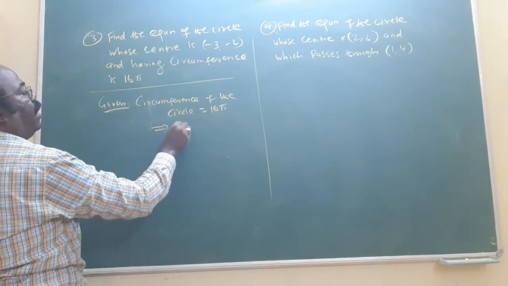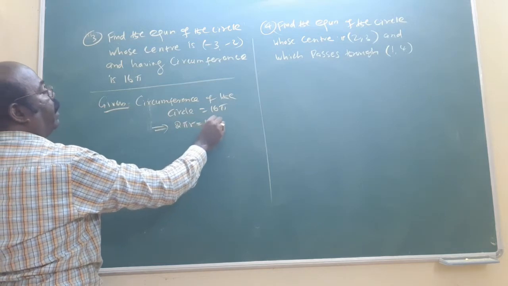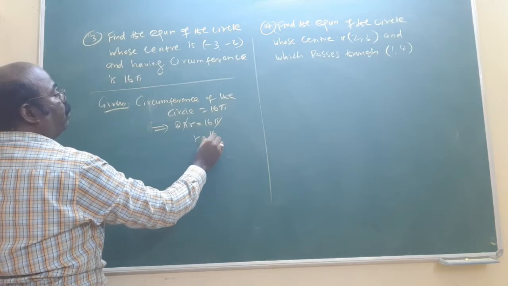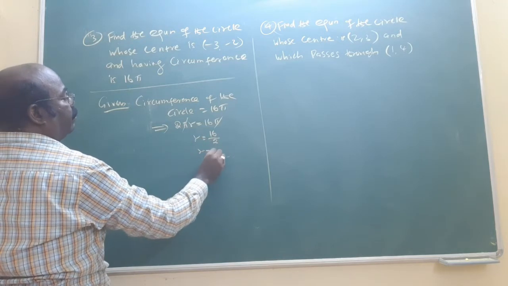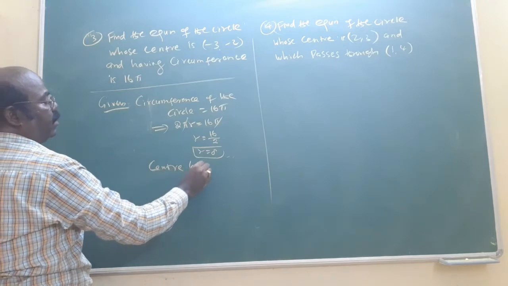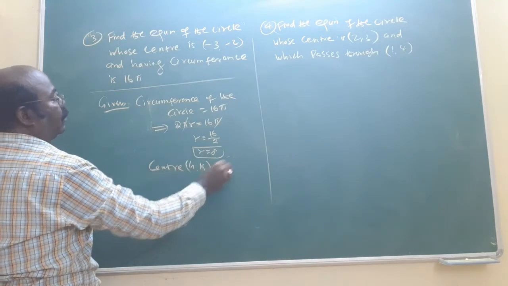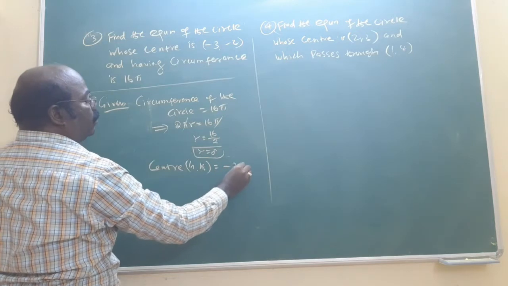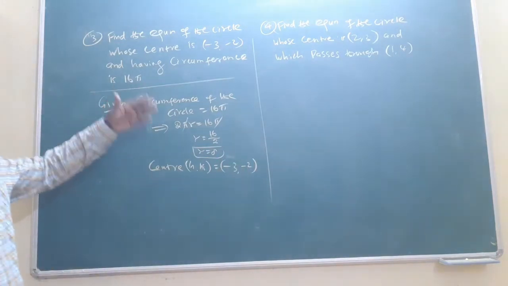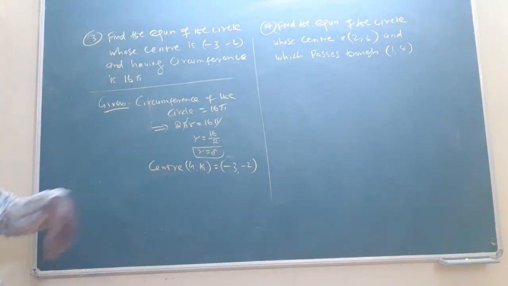Circumference, what is the formula? 2 pi r. Am I right? Pi cancels. r equal to 16 by 2. That is 8. Radius is 8. And the center is what? h comma k equal to what? Already we have minus 3 comma minus 2. Am I right? From the circumference you find the radius, and the center is already given.